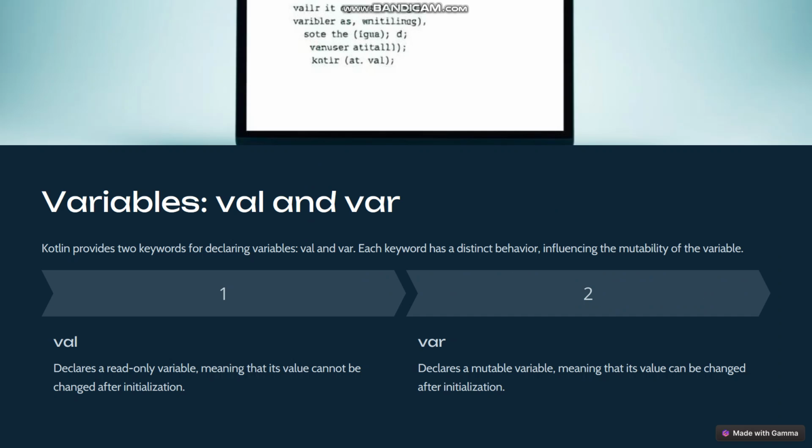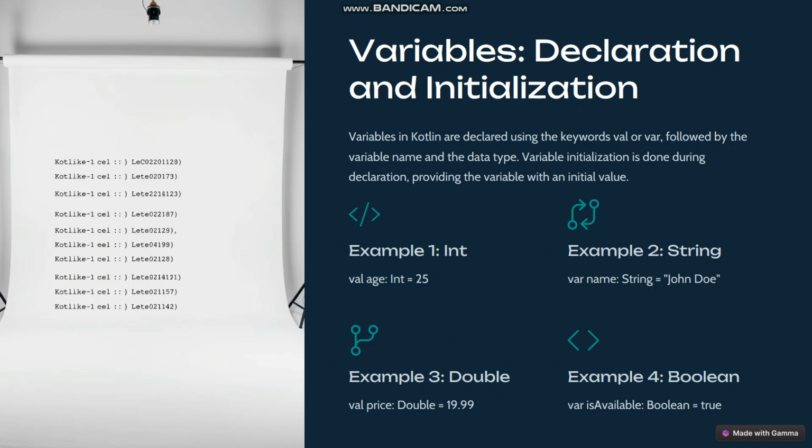Variables: val and var. Kotlin provides two keywords for declaring variables, val and var. Each keyword has a distinct behavior influencing the mutability of the variable. Val declares a read-only variable, meaning that its value cannot be changed after initialization. Var declares a mutable variable, meaning that its value can be changed after initialization.